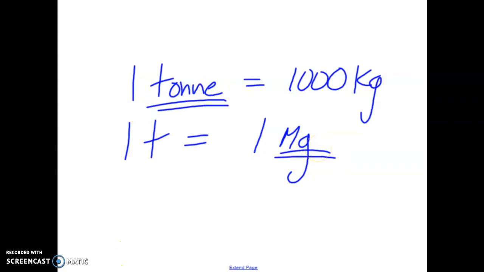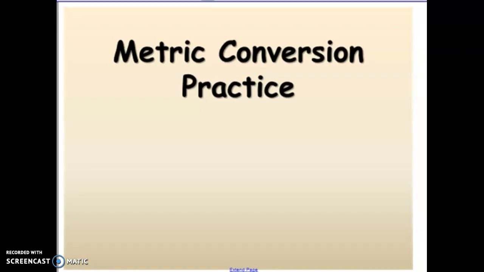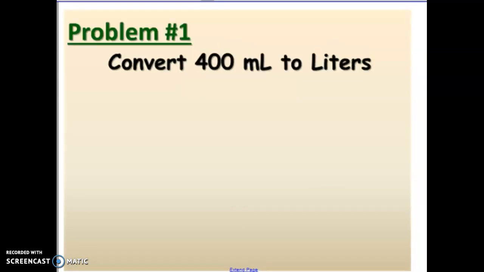We're going to have some problems that I'd like you to try practicing. What I'm going to have you do is pause the video at each point, give it a try, and then continue playing the video and check to see how you did. Problem 1: convert 400 milliliters to liters. I'll pause the video, give that a shot, and then continue on.